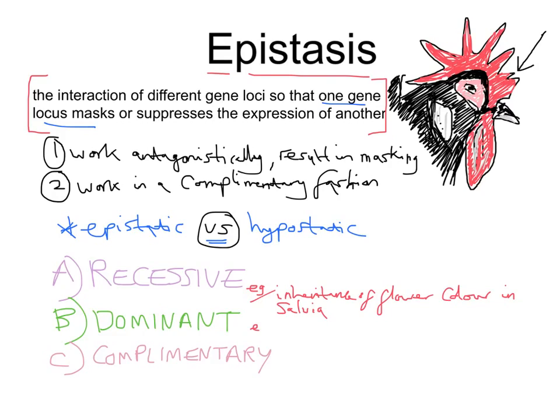And a good example to think of there is feather colour in chickens. So I'll just put that on there. So feather colour in chickens.